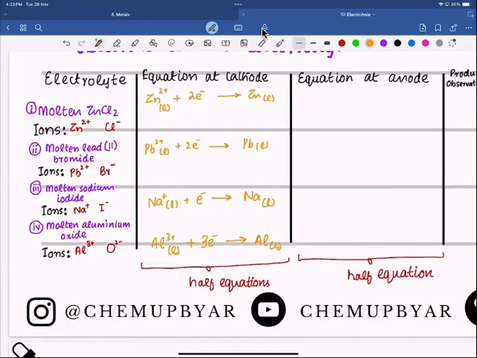Okay, now at the anode, what are we going to get? The other element from the compound. So in the case of zinc chloride, what other element am I going to get at the anode? Chlorine. So you have already predicted the products, right?